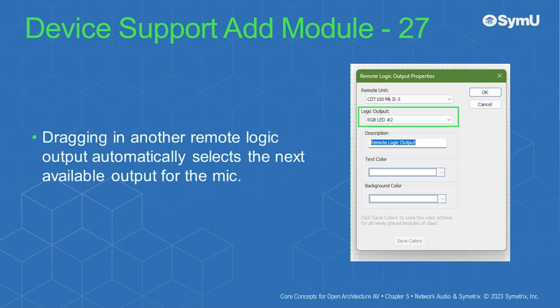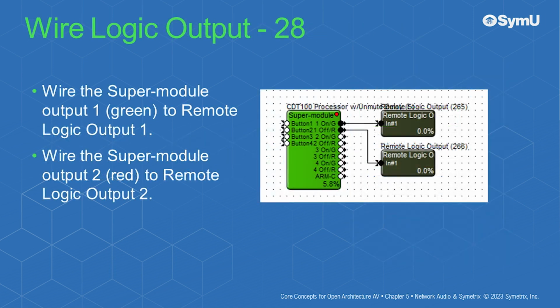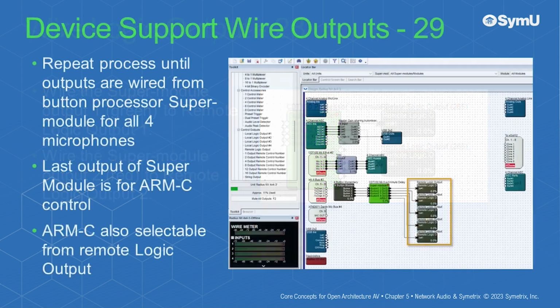Dragging in another remote logic output automatically selects the next available output for the mic. Wire the remote logic output module to the on or green output from mic number 1 of the button processor supermodule. The supermodule may have connection nodes for both on, G, and off, R, which may or may not be shown. Repeat this process until the outputs are wired from the button processor supermodule for all 4 microphones. The last output of the supermodule is for arm C control. The arm C is also selectable from the remote logic output.